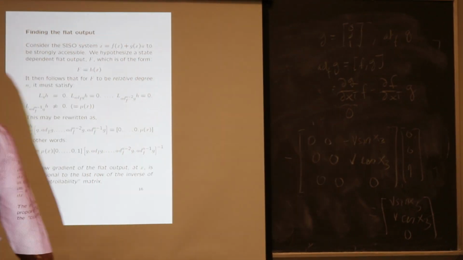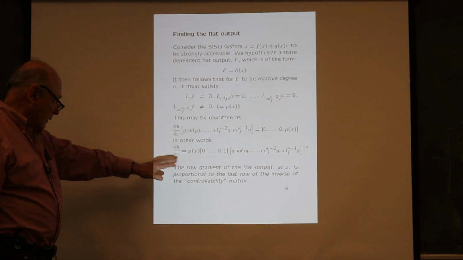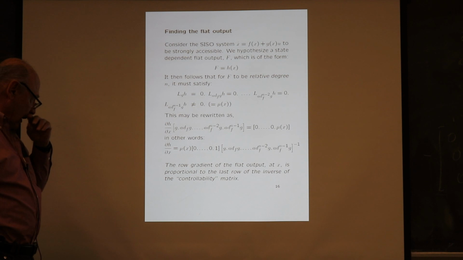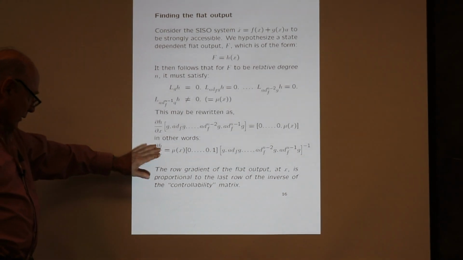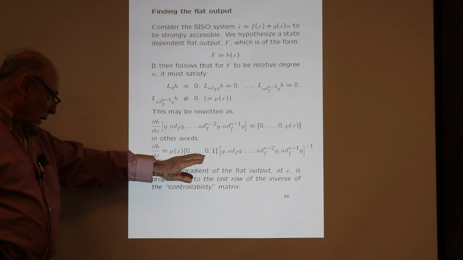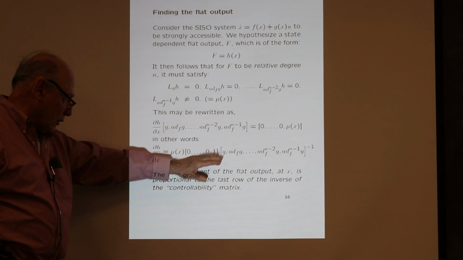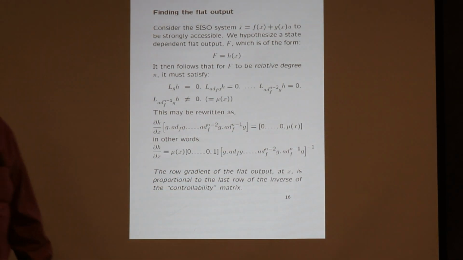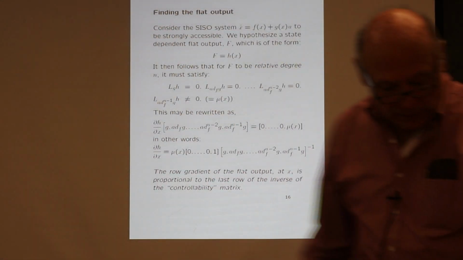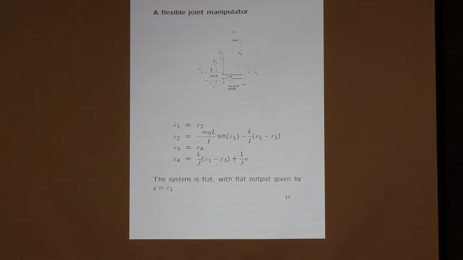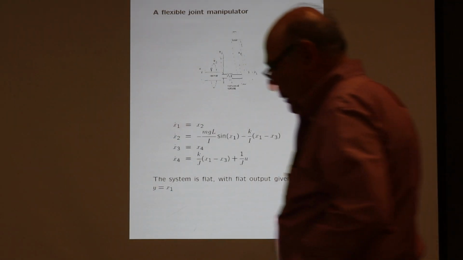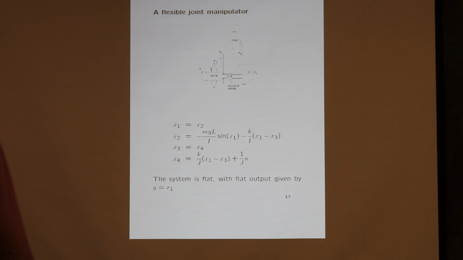Okay, we learn how to find the flat output. It's very similar to the case of linear systems. The gradient of the flat output is proportional to the last row of the inverse of the controllability matrix. That is a nice thing to have around because it reminds you of linear systems very much.